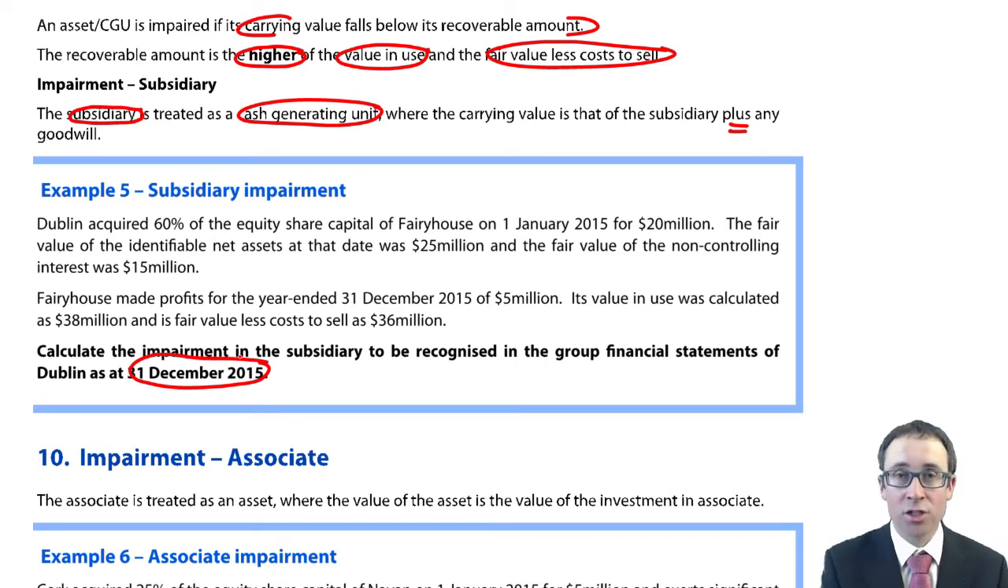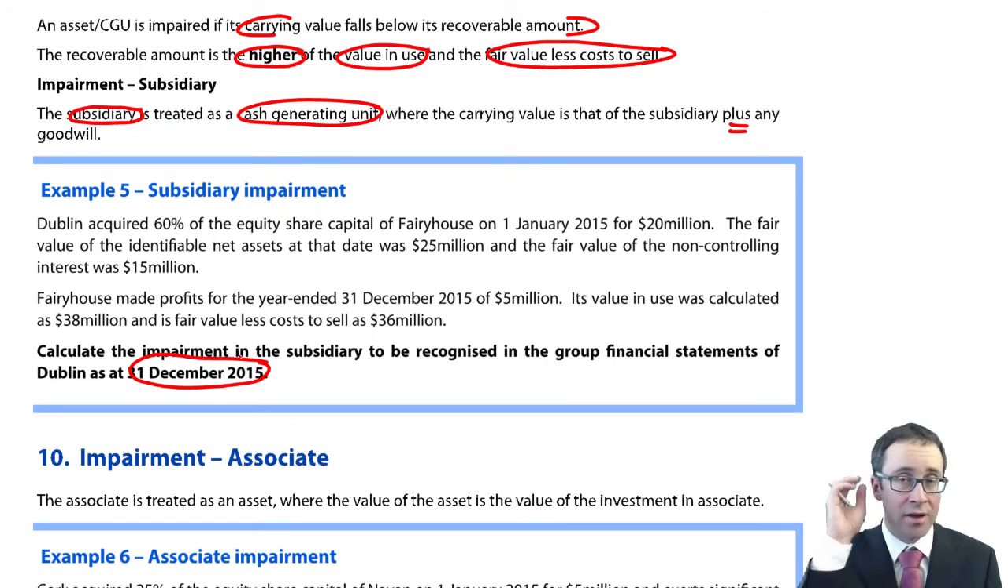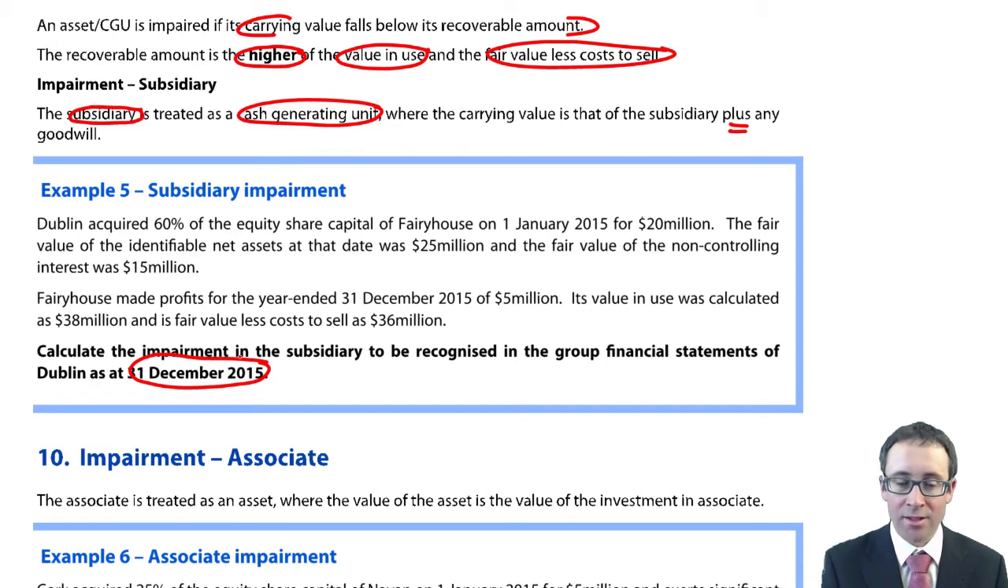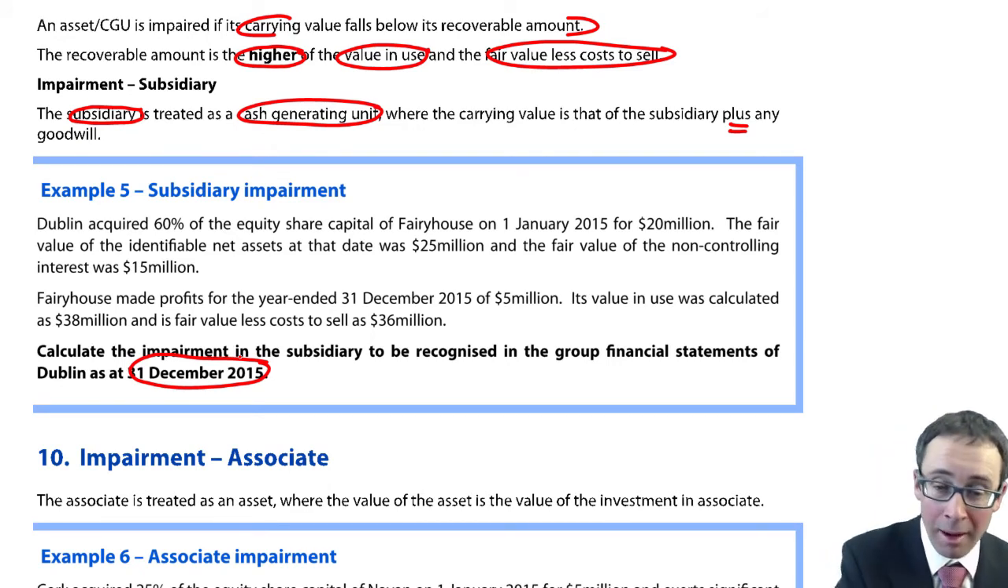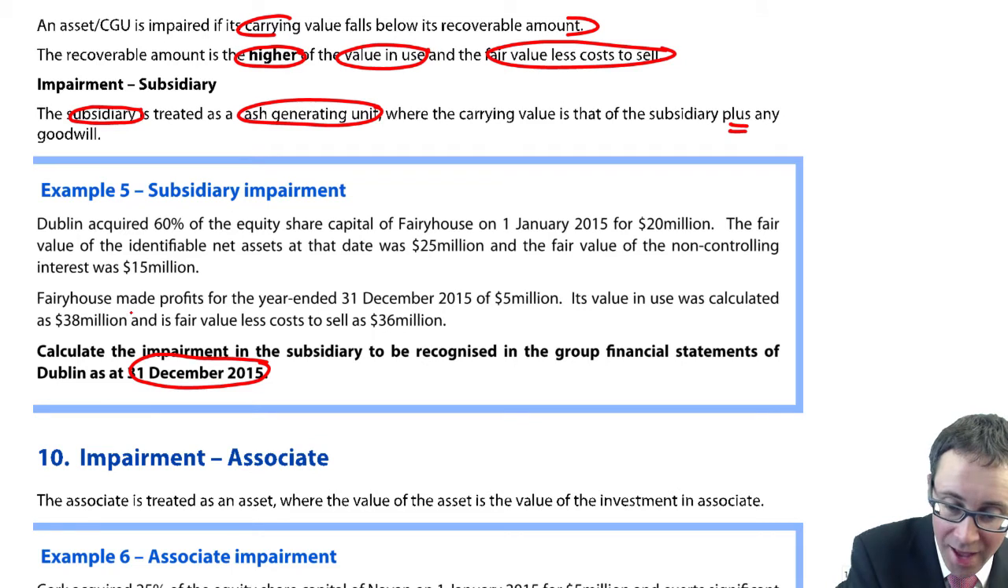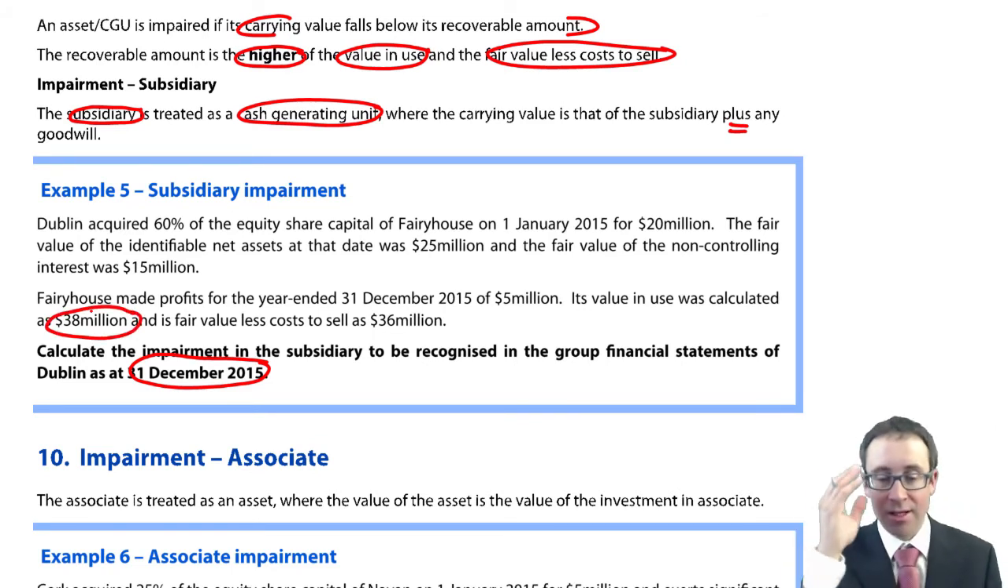So you could work out the goodwill, based upon what you've paid, the NCI and the net assets that you have gained control of. It then tells me that Fairy House made profits for the year ended December 15 of 5. That's the growth in the subsidiary to the reporting date. Its value in use was calculated at 38 and its fair value less cost to sell at 36. So we could work out the recoverable amount quite straightforwardly, looking at the higher of those being 38.